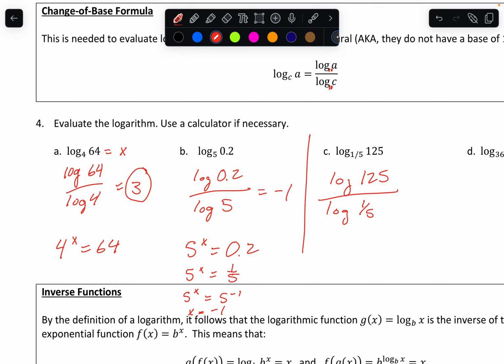Log of 125, and we get... I'll try that one more time. I punched the wrong thing in here. I put 1 divided by 5. Let's try that one more time. And that should be negative 3 on your calculator.